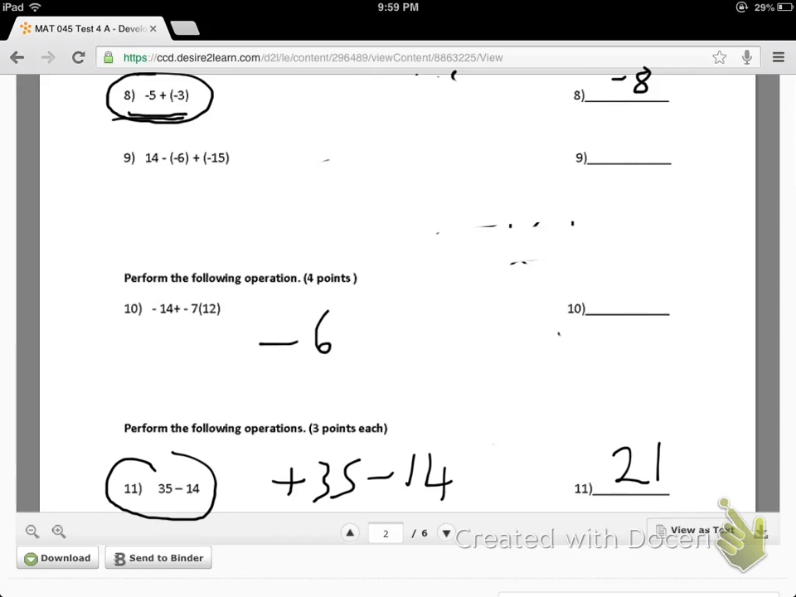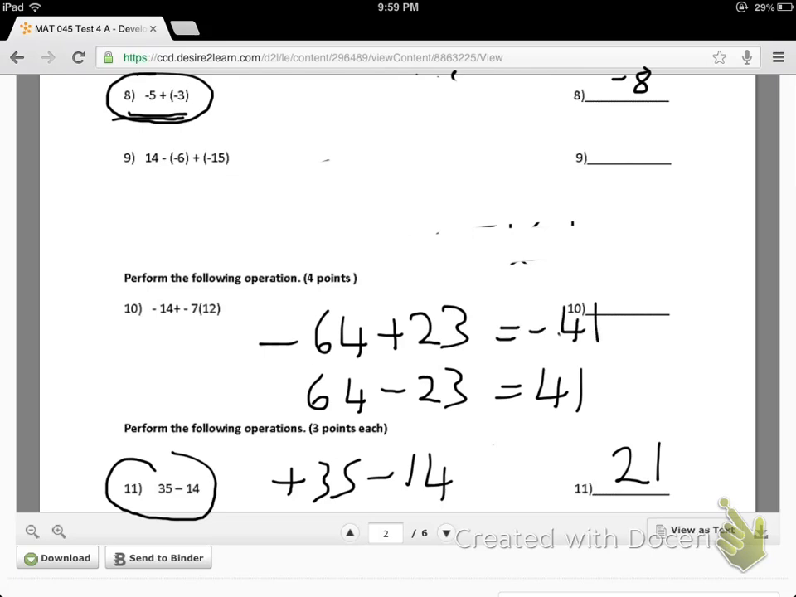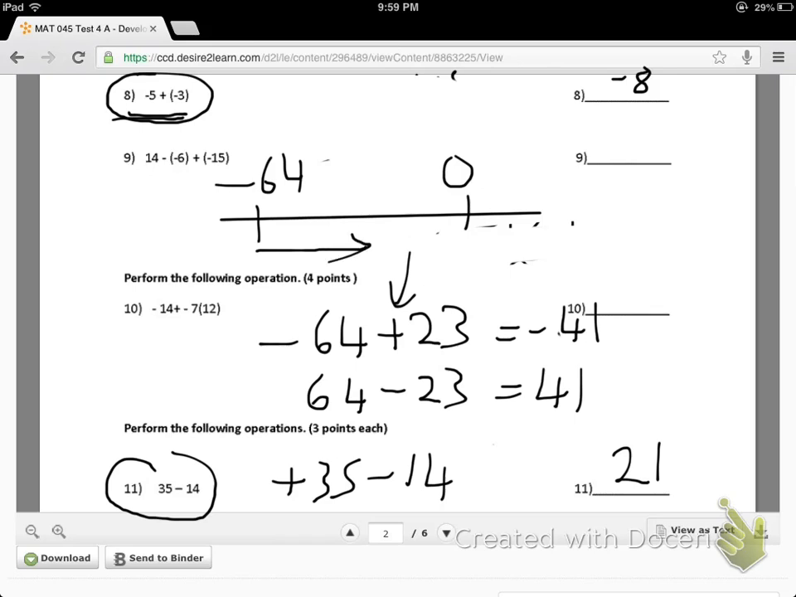Now look at this one. Negative 64, add 23. What's 64 take away 23? Suppose I did it back to front. That is 41, but this is negative 41. I'll show you why. Here we go, a number line. There's 0. Here is negative 64. When I add 23, remember, I'm going that way, but I'm not going to go as far as 0.